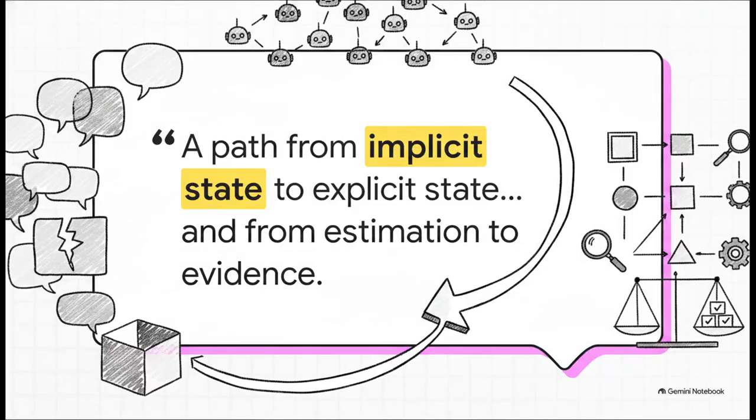I really love this summary quote from the source material. It says, the path from loops to graphs is a path from implicit state to explicit state, and from estimation to evidence. That perfectly captures our entire journey today. We're officially moving away from opaque, messy chat transcripts. Instead, we're shifting toward queryable, composable engineering mechanisms. We're evolving from mere estimation to rock-solid, graph-grounded evidence.